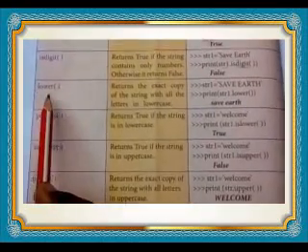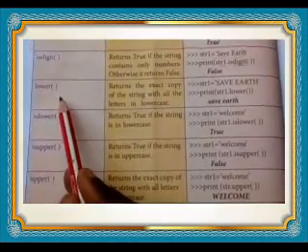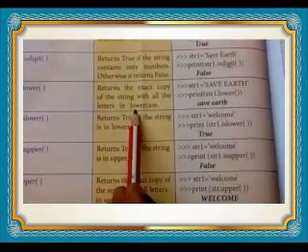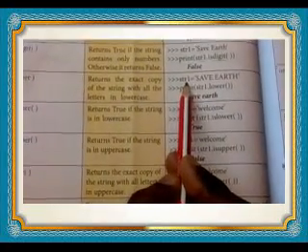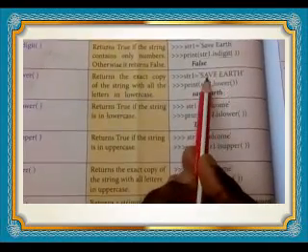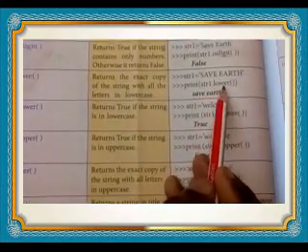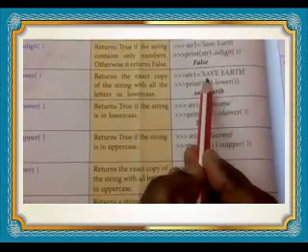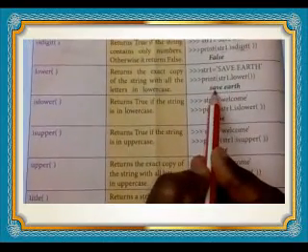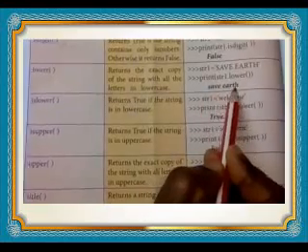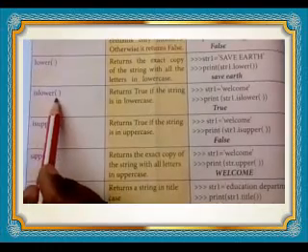Next function is the lower function. This function is used to convert all uppercase letters into lowercase. Lowercase means small letters. See here the example: str1 equals "SAVE EARTH", all written in uppercase. Print str1.lower(). Here str1 stores SAVE EARTH, and that will all be converted into lowercase letters. That's why it prints "save earth" in lowercase. Understand?